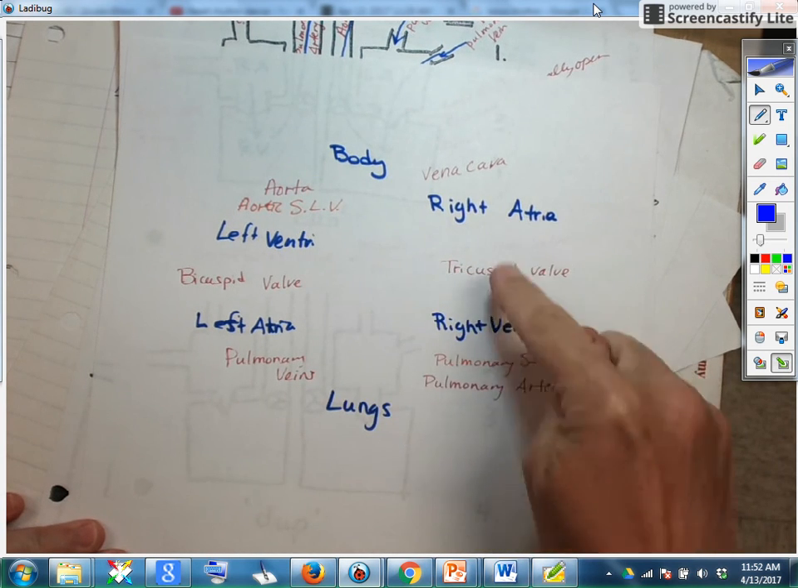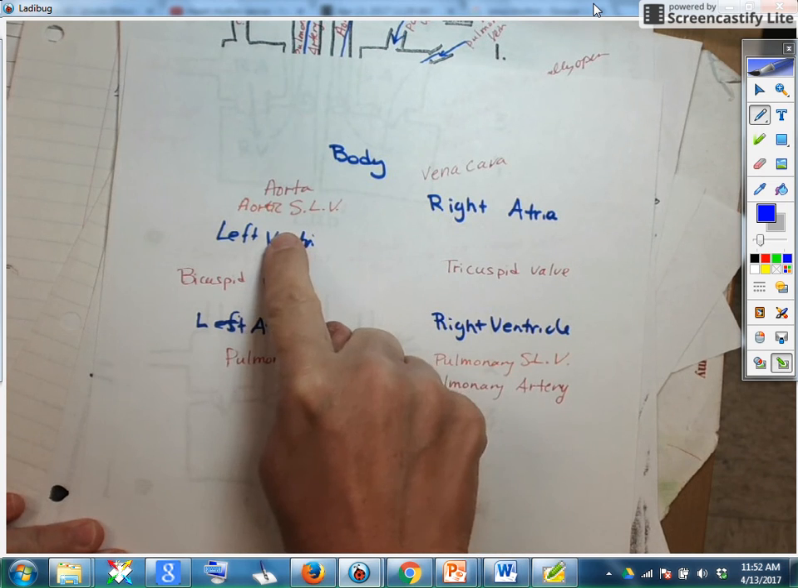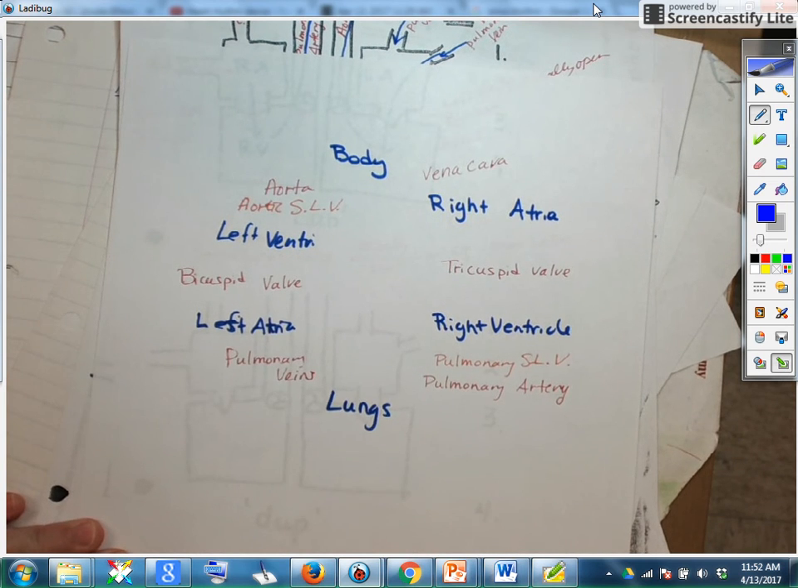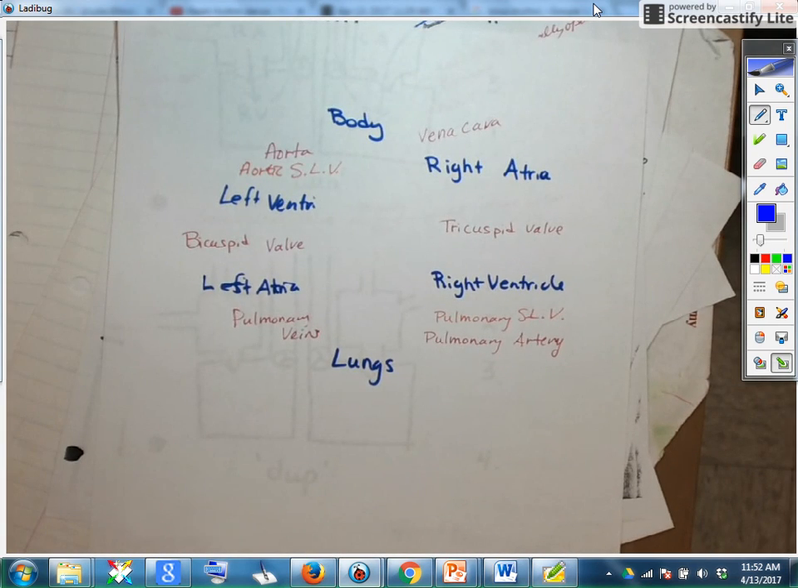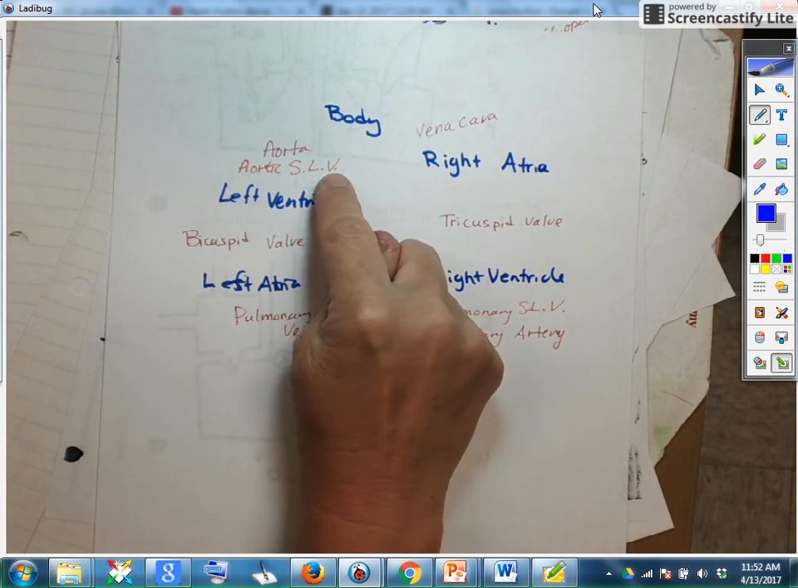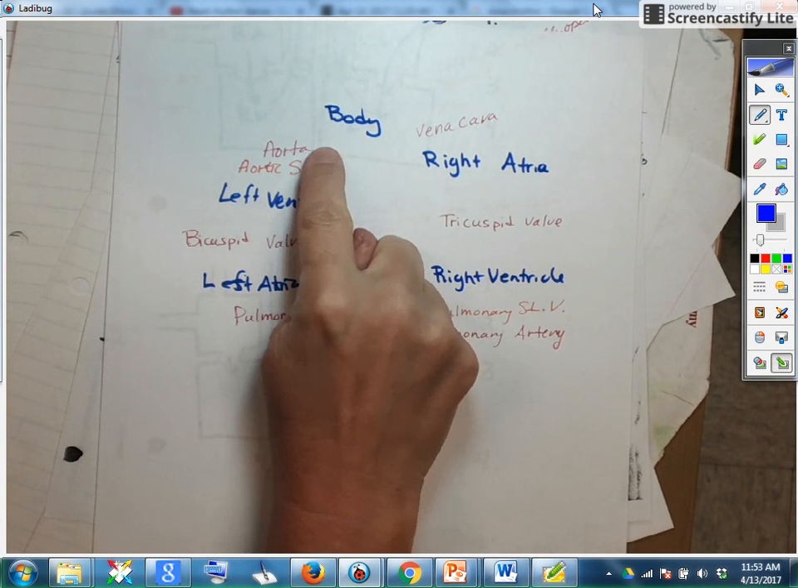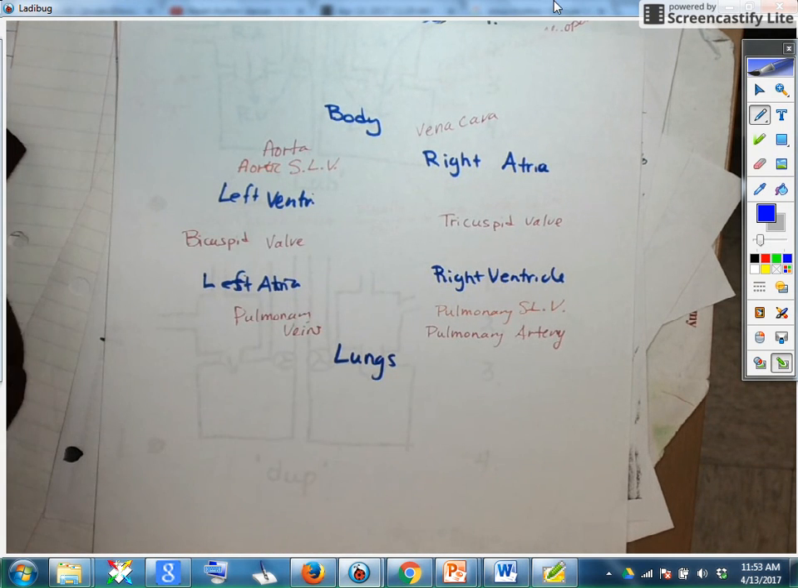Body, right, right. Lungs, left, left. So how does the body's blood get from the right atria to the right ventricle? Through the tricuspid valve. How does the blood get from the lungs to the left atria? Pulmonary veins. How does the blood get from the left ventricle to the body? Oh yeah, it goes through the aorta, but before it enters the aorta, it has to go through the aortic valve.